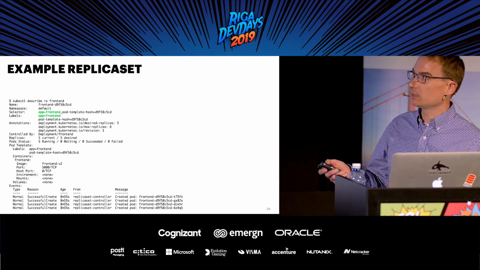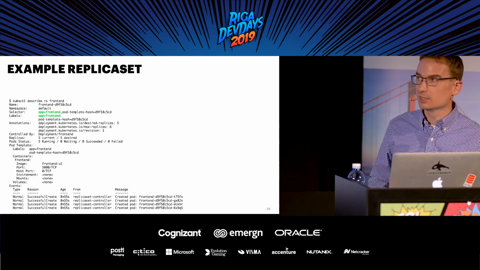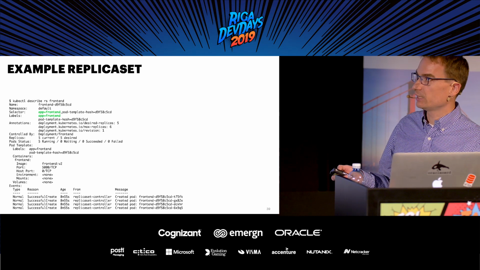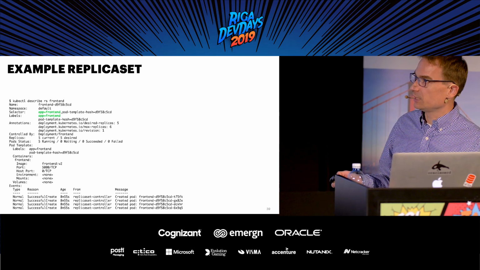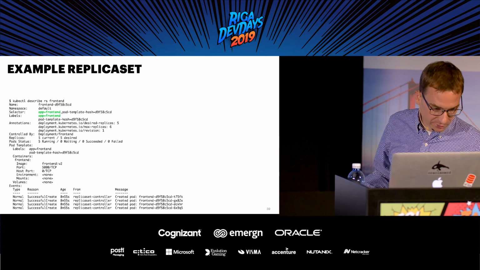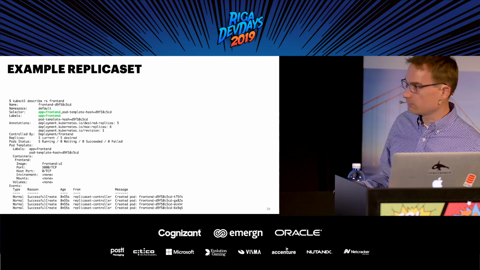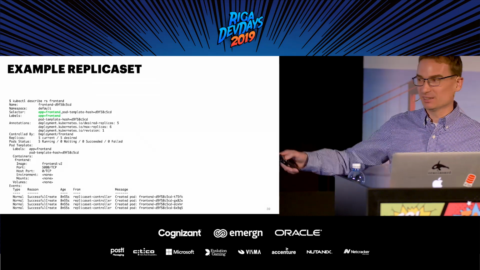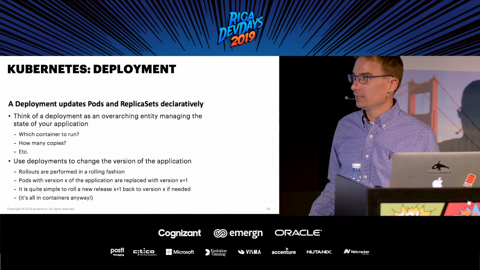So there is a command here, describe replica set, rs. And this is the replica set for my front-end application. You can see there are my selectors and labels. And it says I have 5 current, I want 5. And these are messages that it said. There should be 5 messages: 1, 2, 3, 4, 5. There are 5 messages, one is cut off. Well, it created those successfully.